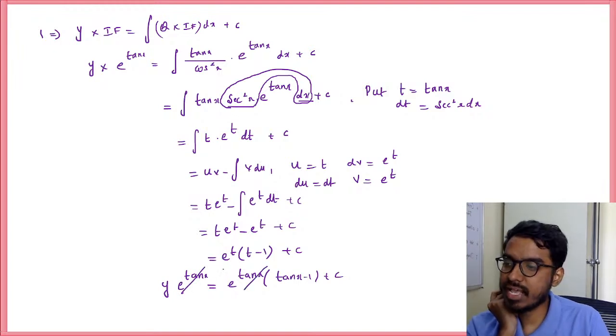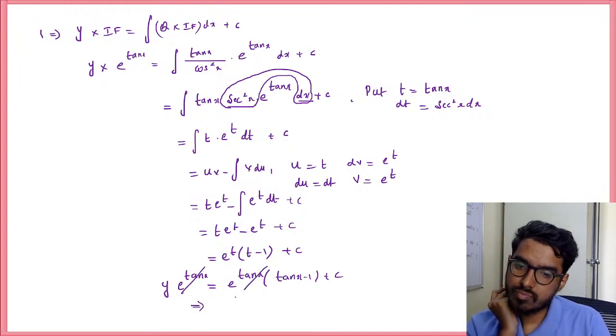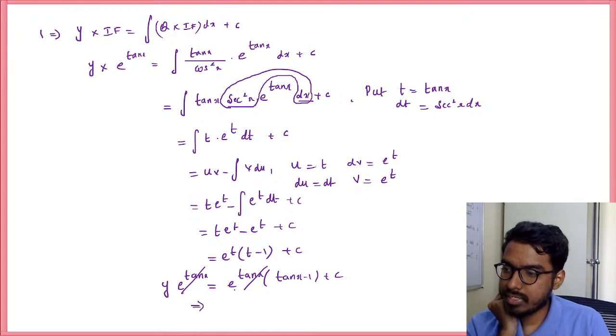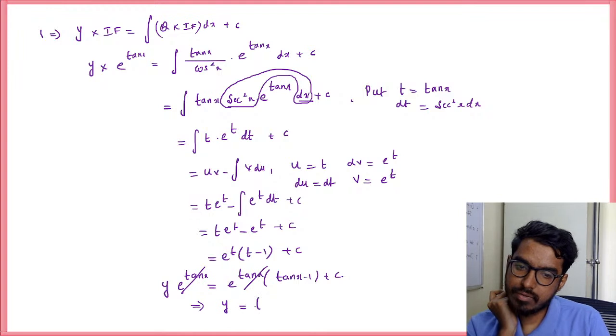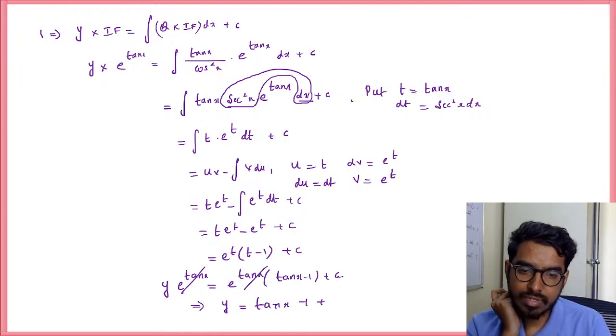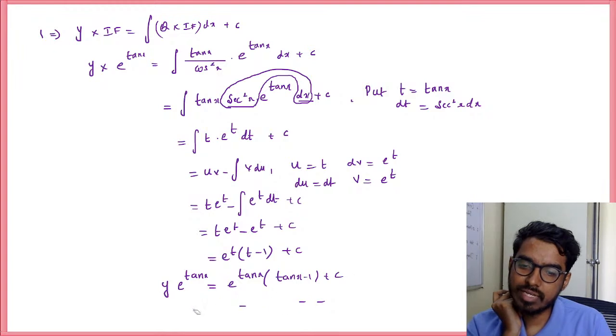So this e power tan x will get cancelled. So we have y is equal to tan x minus 1 plus, actually we cannot cancel this e power tan x, right? Because c is also here. If you are cancelling this e power tan x, you have to take e power tan x common. So we will have tan x minus 1 plus c divided by e power tan x. We have c here, right? Then you can cancel, right? The required solution.